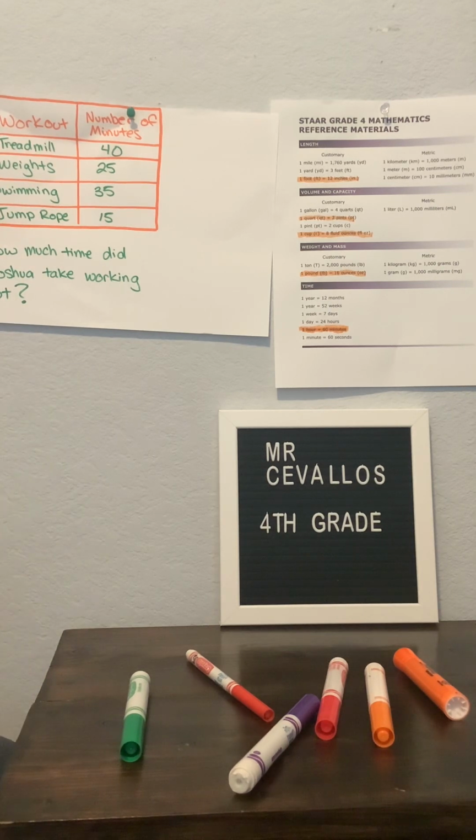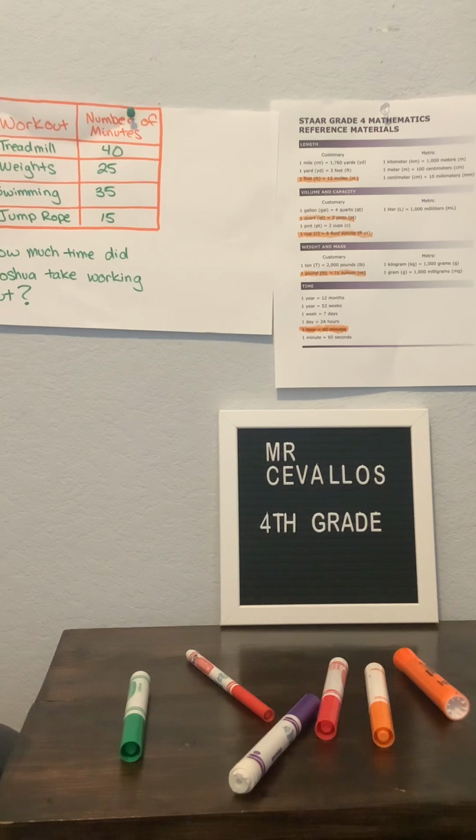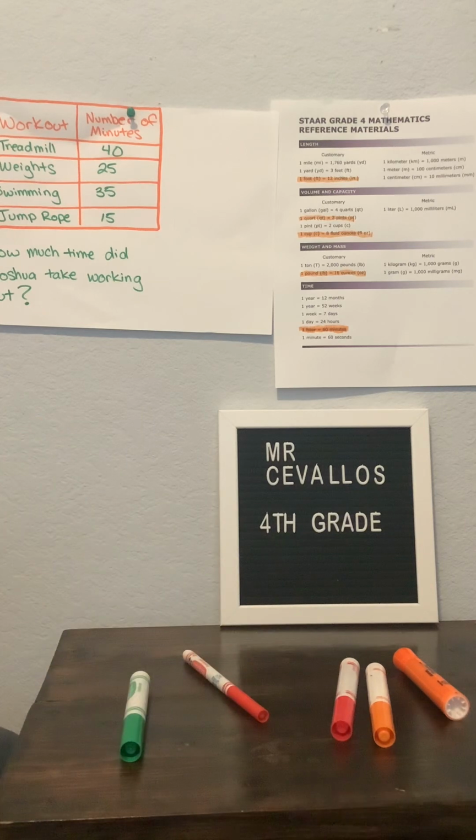Treadmill is something you run on. When they lift weights, they do that for 25 minutes. After that, he likes to go for a swim, and so he swims for 35 minutes. And when he's done swimming, he likes to finish his workout with a 15-minute session of jumping rope. Cool. So how much time did it take Joshua to work out? Well, we're gonna have to add.